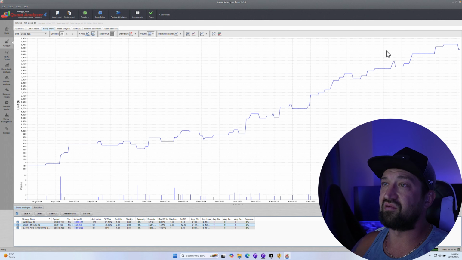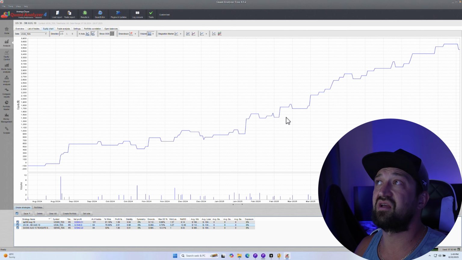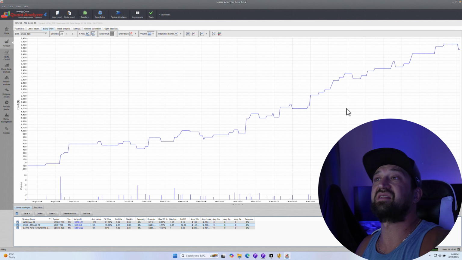It's so simple, and it just makes so much sense. In the community too, you guys will get the signals this bot sends out. If you choose to take them, cool. If not, that's cool too.